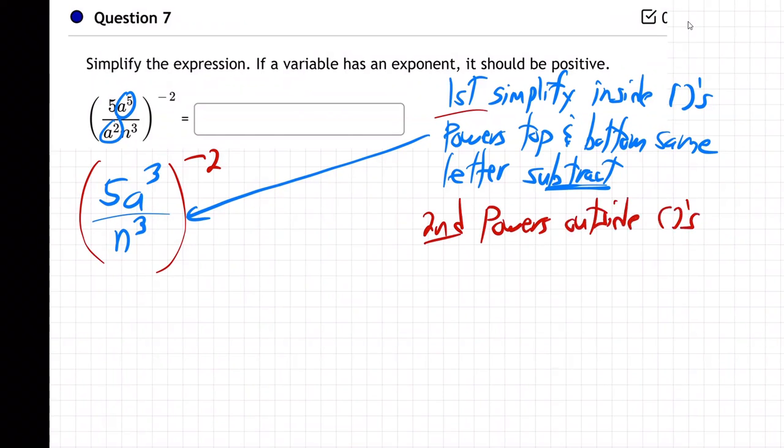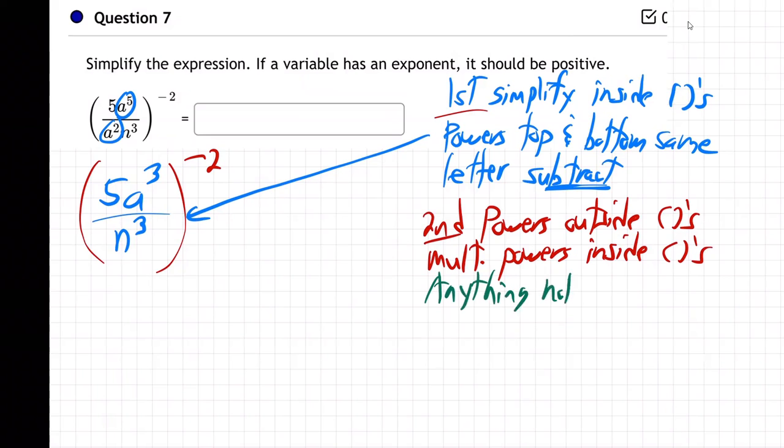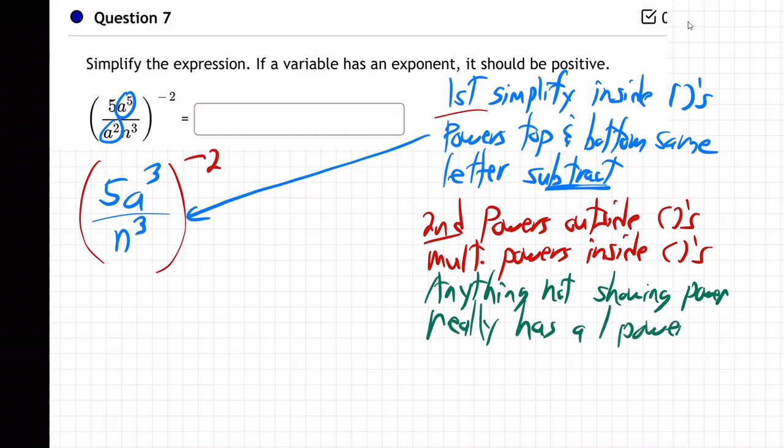outside parentheses, multiply powers inside parentheses, and anything not showing a power really has a 1 power. Remember that? Anything not showing a power. So that means this 5 right here. He really has a 1 power.